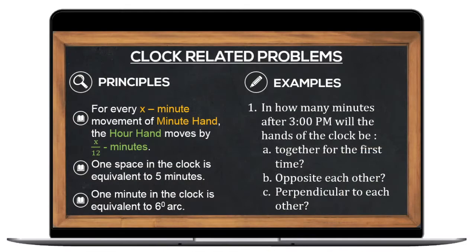Labas lang natin si problem. So, in how many minutes after 3 o'clock p.m. will the hands of the clock be together for the first time? Letter B, opposite each other. Letter C, perpendicular to each other. So, solve natin. So, yung number 1.